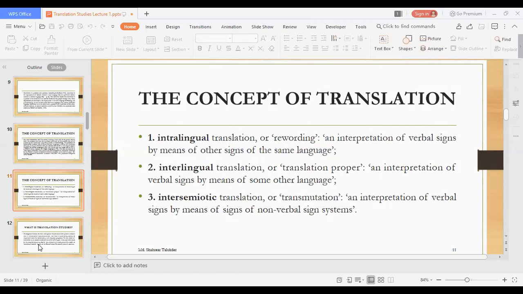So there will be a source language and a target language. There will be a source text and a target text. That is the interlingual. That is called translation proper. The original translation is here in the second category.